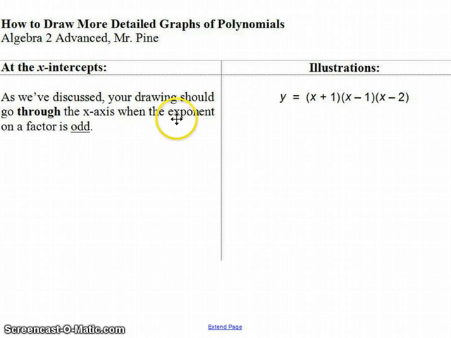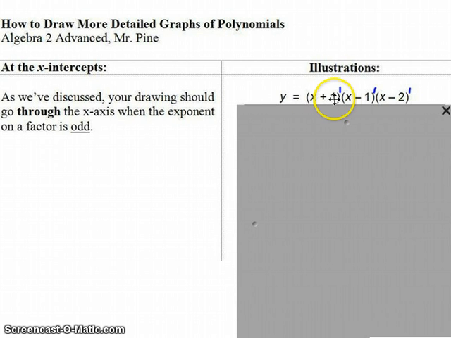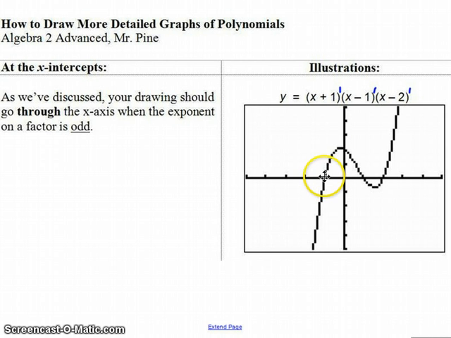Now, like we've talked before, the drawing that you should have been making up until now will go through the x-axis when the exponent on a factor is odd. So here are those factors. That's one factor, that's a second factor, that's a third factor. And the exponents on each of these is 1, and 1 is an odd number. So the intercept here is going to be -1, there it's going to be +1, there it's going to be +2. And at each of those intercepts, your graph should go right through. So it does go right through at -1, at +1, and at +2, rather than bounce off.